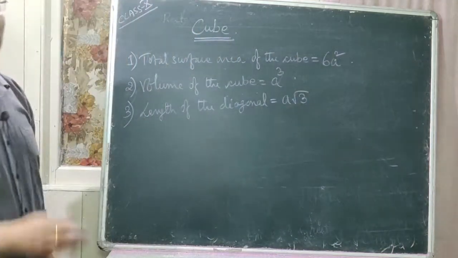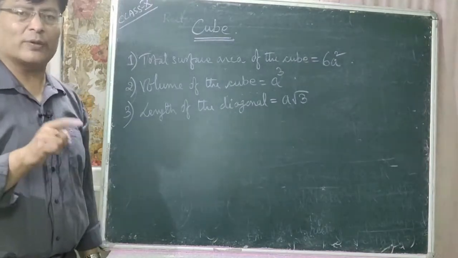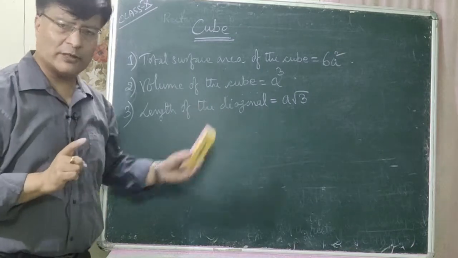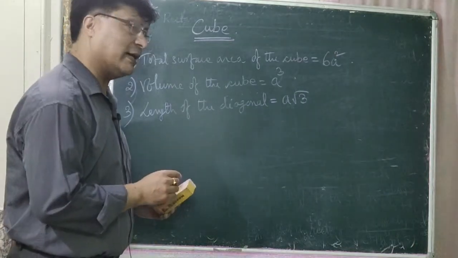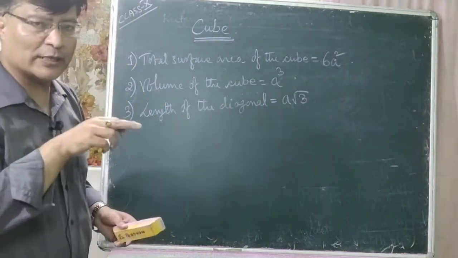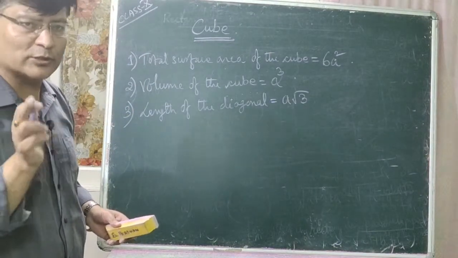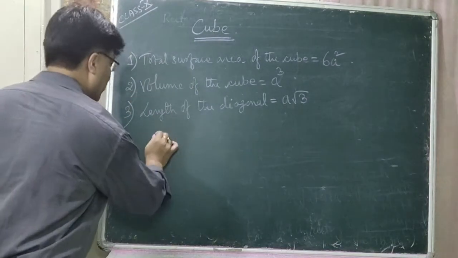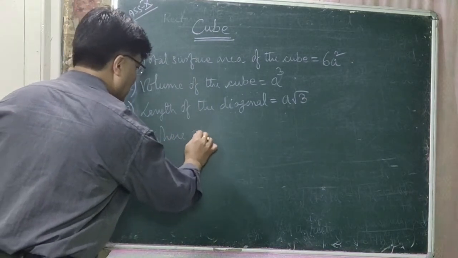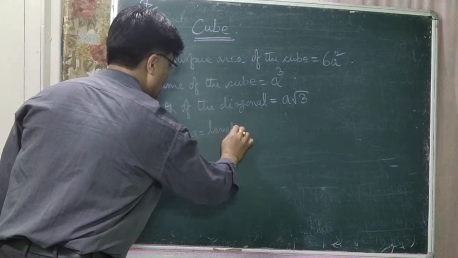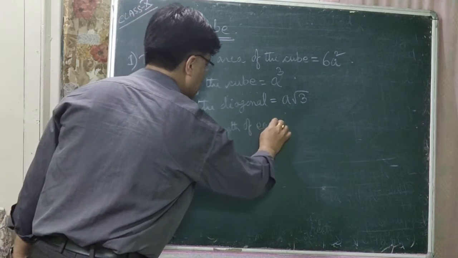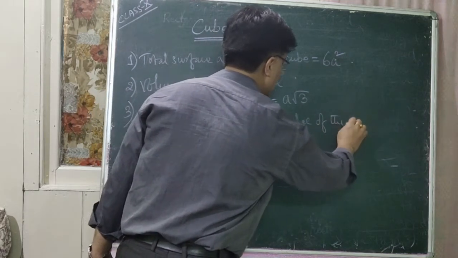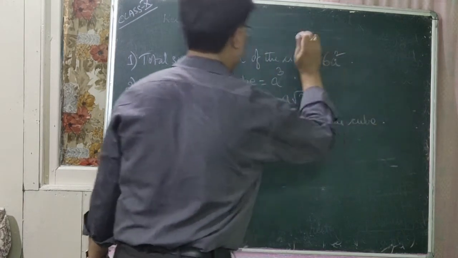Length of the diagonal for a rectangular parallelepiped is root over L square plus B square plus H square. L, B, H are all equal for the cube, right? This is for the cube. That is root over a square plus a square plus a square, that is root over 3a square. What is square root of a square? A. Then it is a root 3. So here you can write, where a is equal to length of each edge of the cube.